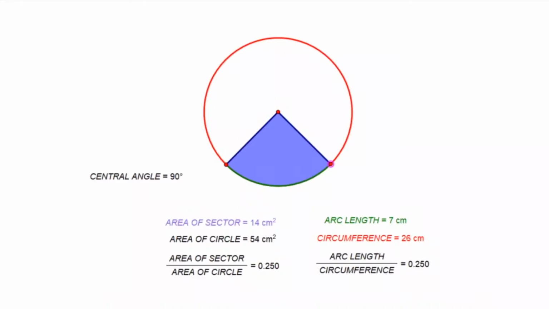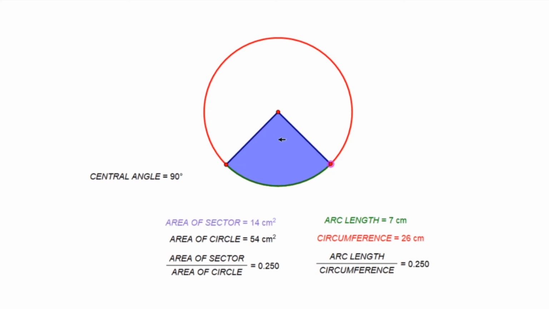Now we'll derive the formula for the net of a cone. This demonstration will help you understand the derivation for the surface area of the lateral face of a cone. In this picture, we have a central angle, which is 90 degrees. The purple area is called the sector. The area of the circle is the complete area of this circle. The arc length is the length of this green line here. That's called the arc. The circumference is the red line all around the circle.